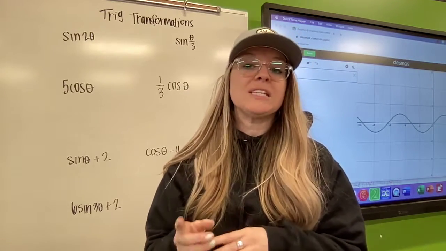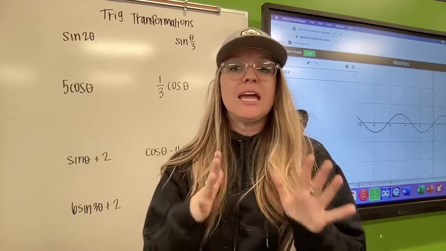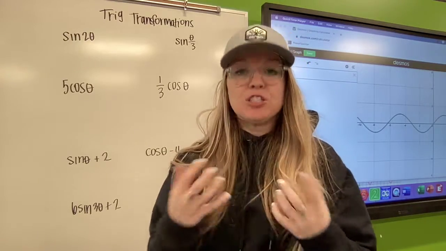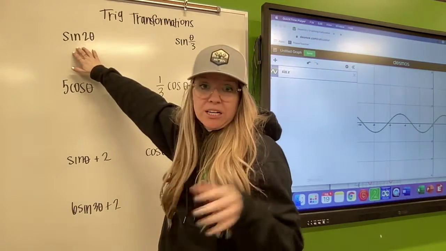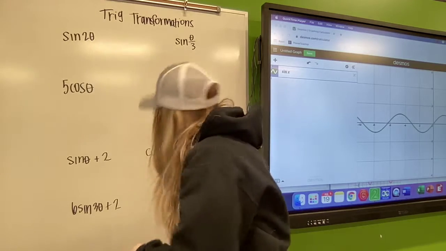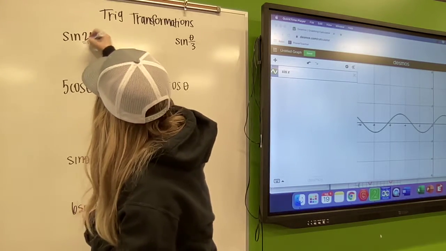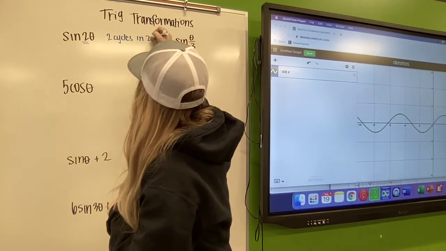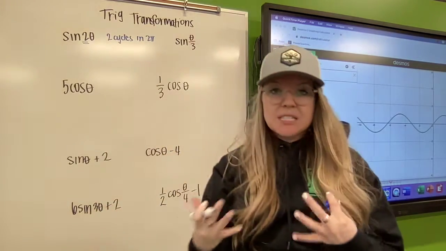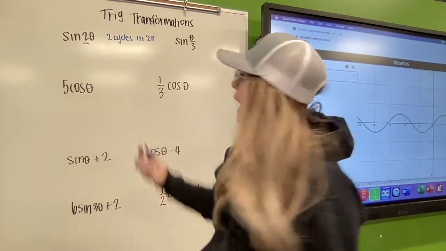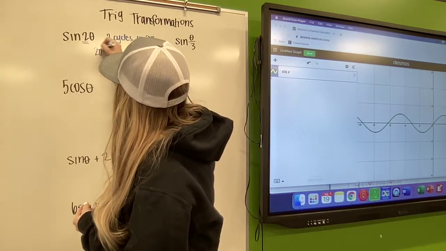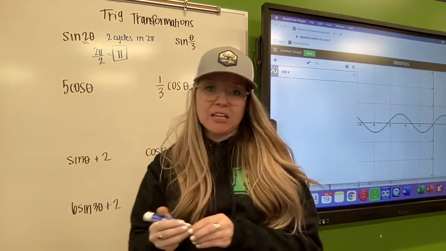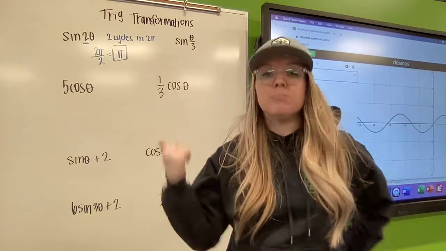So if you remember, we see 1 trig cycle in 2 pi radians. So what happens if we change that, with this function here, we have the sine of 2 theta. What this is telling me is I'm going to see 2 cycles in the 2 pi. So we're going to double up how many cycles we see in the 2 pi. So what I'm going to do is take the 2 pi divided by 2, and that tells me the new period length for this trig function is pi.